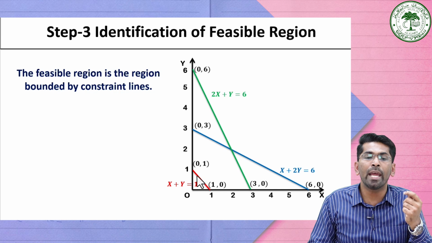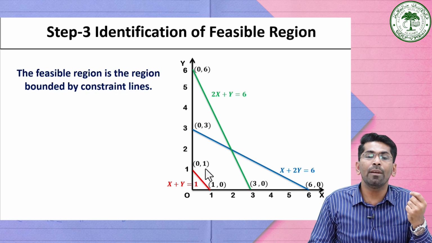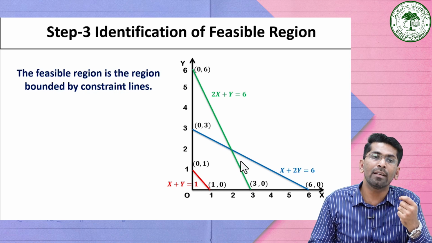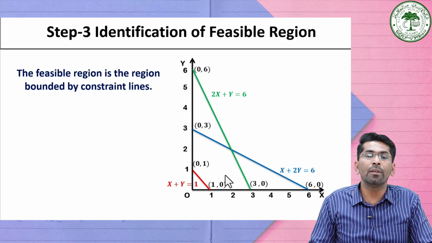At the same time, regarding the first constraint, x plus y, the inequality sign was greater than or equal to 1. So its region will be beyond this particular line. We can say that the right side of the red line will be the feasible region as far as the first constraint is concerned. But for the second and third constraints, it was less than. So we can represent the feasible region, see, this is the feasible region.